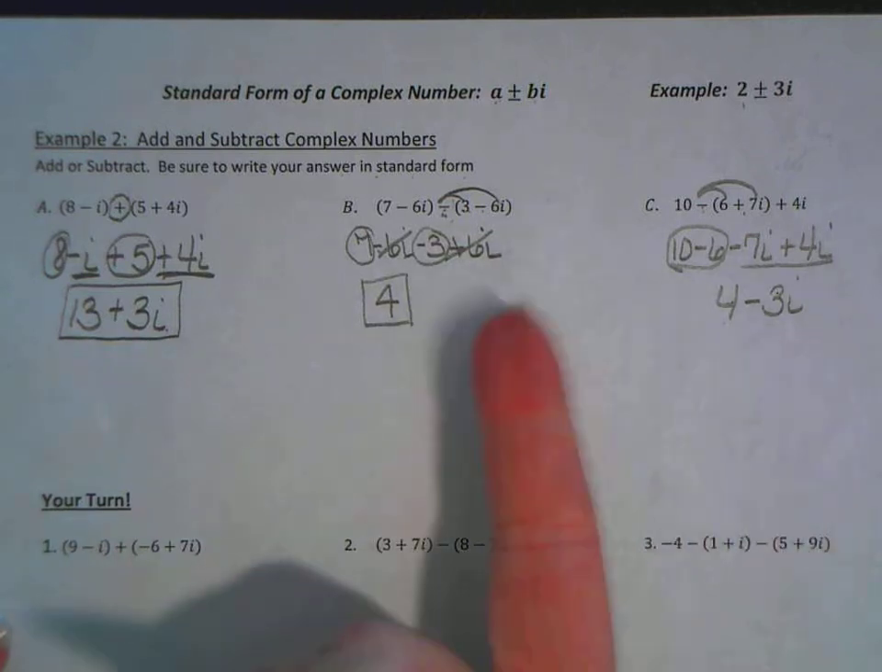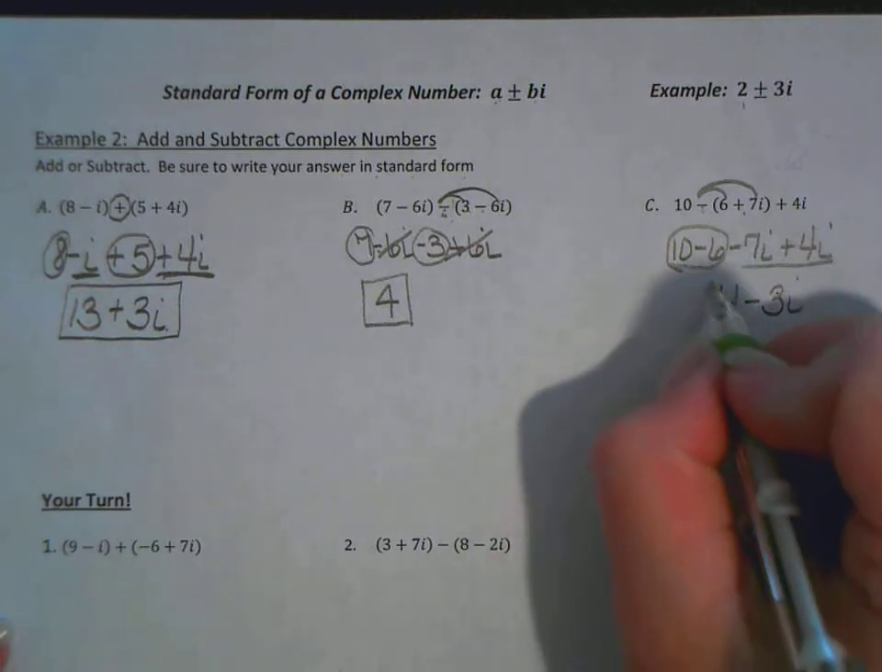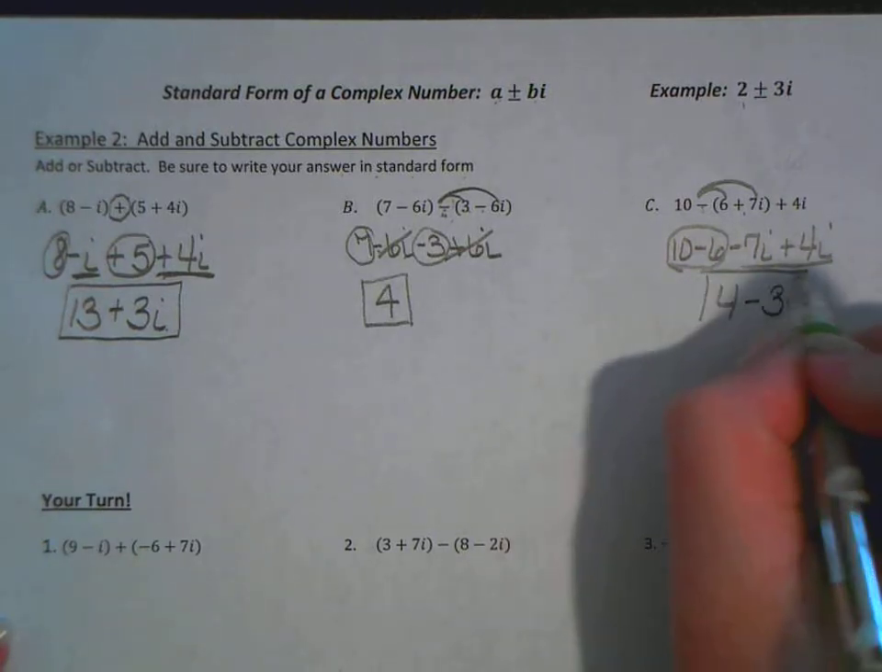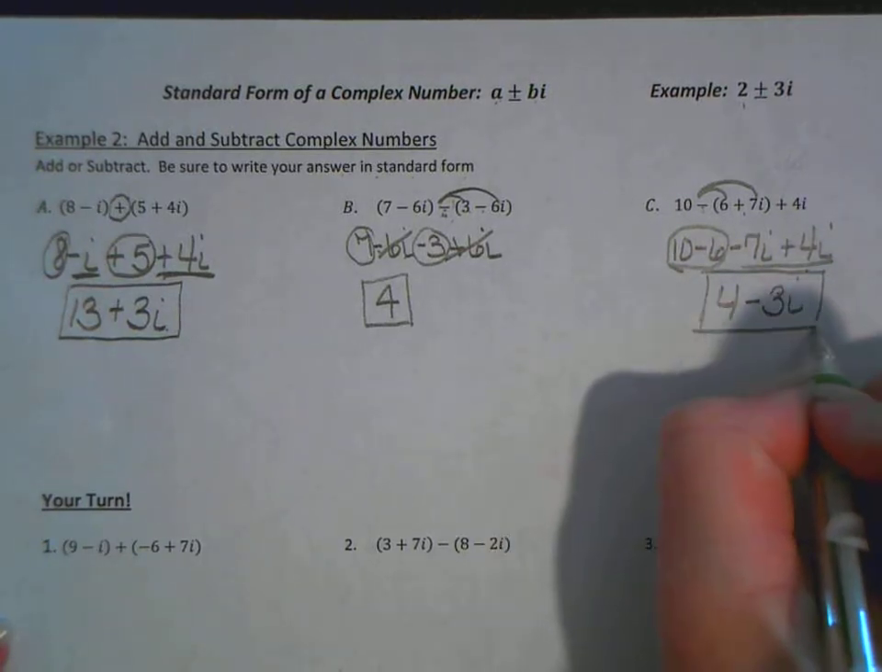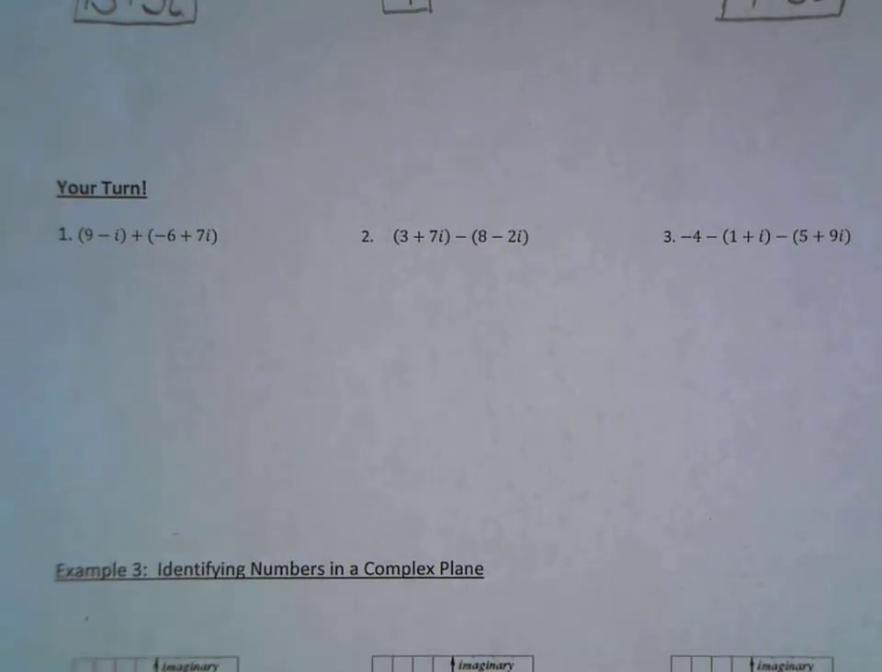It's in standard form, a plus or minus bi. In this case, you don't have to do plus or minus because it results in a positive 3i or a negative 3i, so you don't need that plus or minus. All right, there you go. Now, go ahead and work out the next problems if you want to. If you're not comfortable and you want to work them out, go ahead.